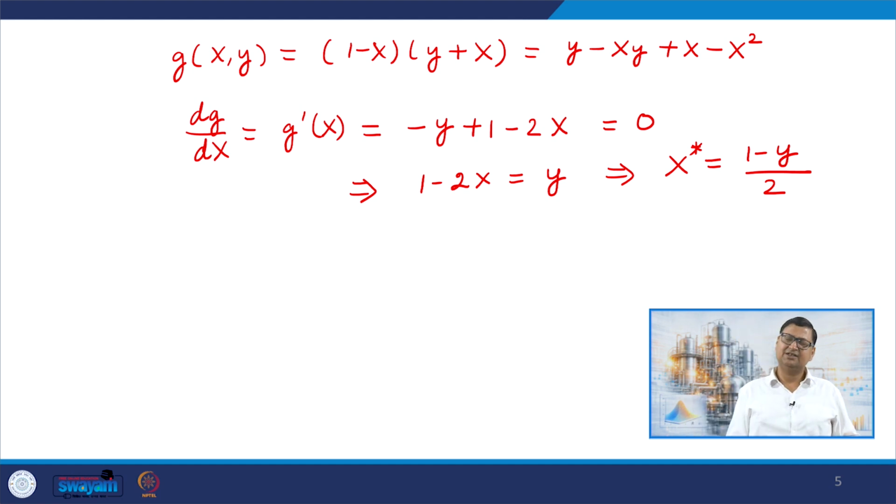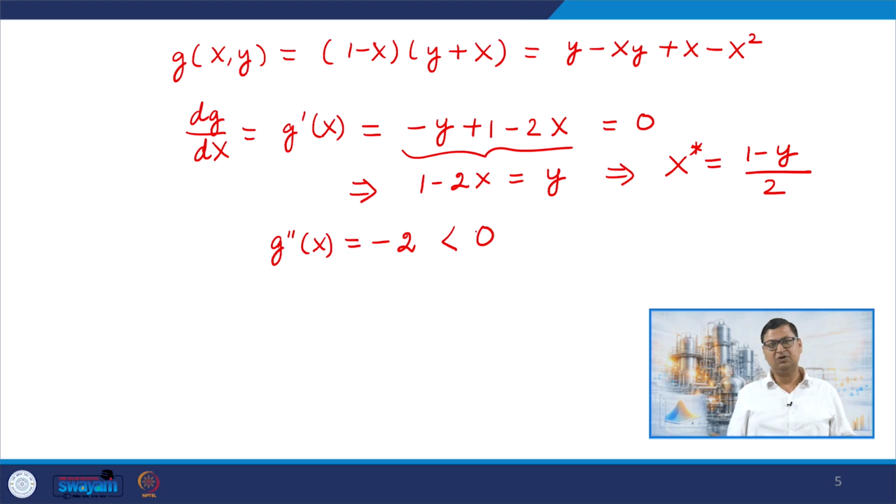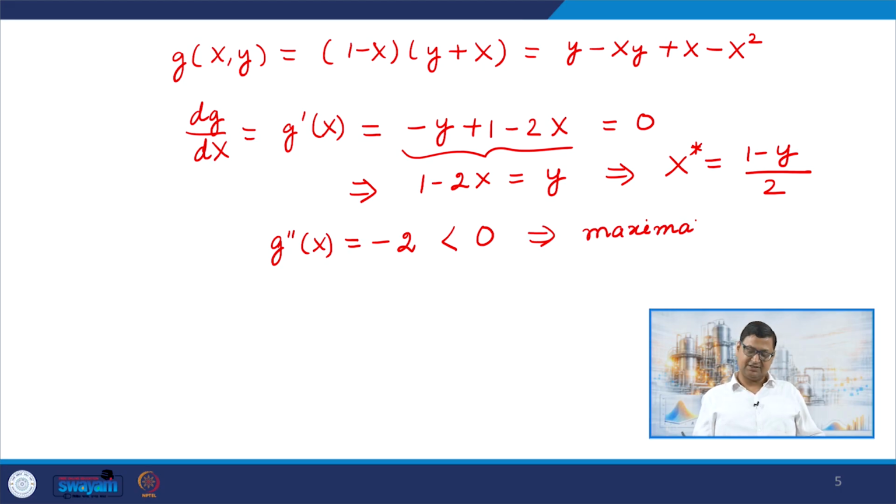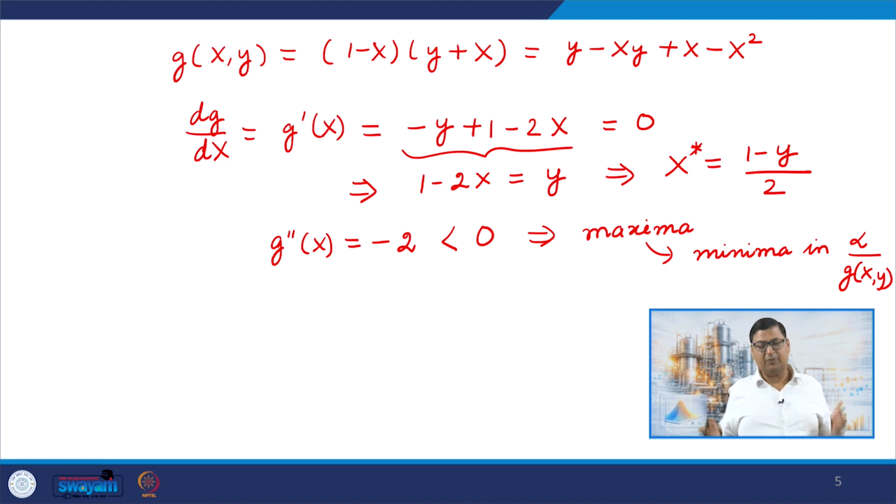So, now let us find the second derivative of g. The second derivative, g double prime, is going to be the derivative of this, that gives me minus 2, that is less than 0. So, when g double prime is less than 0, we are clearly having a maxima, and a maxima in g of x will correspond to a minima in alpha by g of x y, right. So, therefore, in the Levenspiel plot, we will have a minima, because the denominator having a maxima means the function itself will have a minima there.